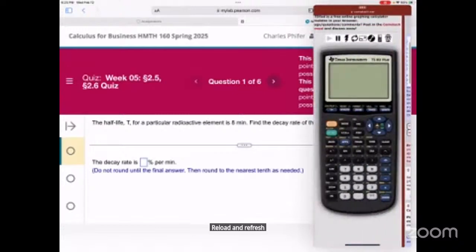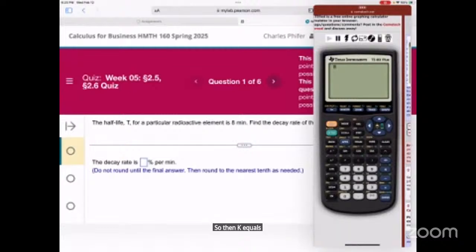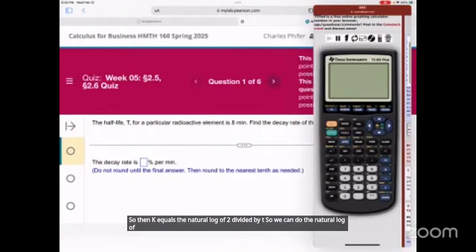Okay. So again, the half-life formula, the way I remember it is T equals the natural log of 2 over K, but we want K, so we can basically cross multiply. So then K equals the natural log of 2 divided by T. So we can do the natural log of 2 divided by 8. So it's that percent per minute. Now, is that as a decimal? Do not round it to the final answer. They round to the nearest 10th. Percent per minute.